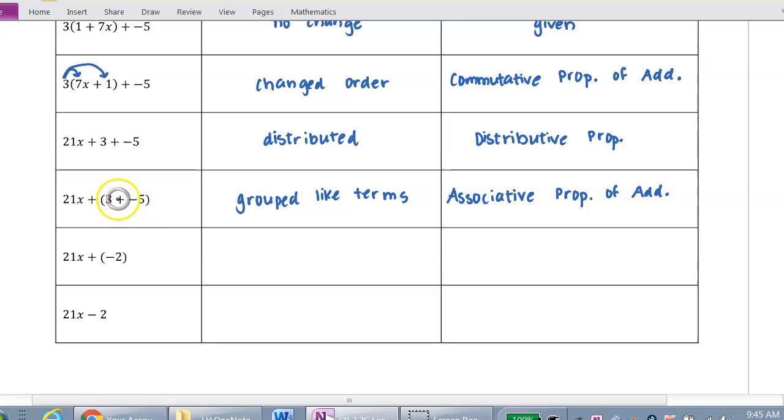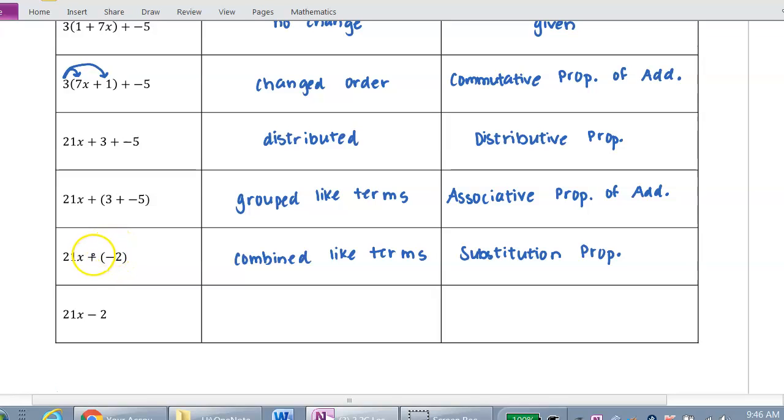I expect that they're going to add those together now. 3 positives and 3 negatives would form 0 pairs, leaving us with 2 negatives. So they have, in fact, combined the like terms, or again, more specifically, they combined the constants, and that is just the substitution property, replacing one value for another because they're equivalent. So in other words, 3 plus 5 is negative 2.